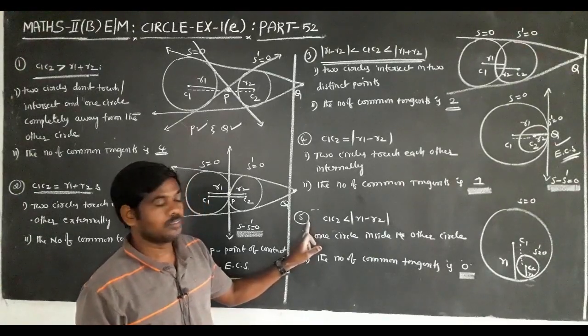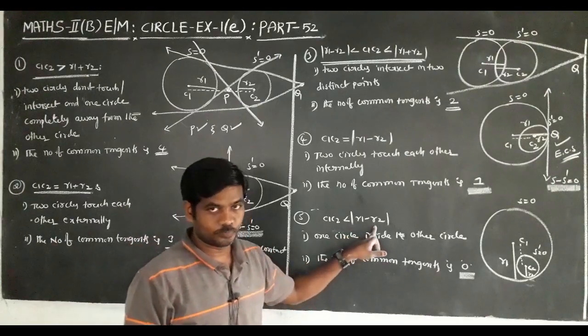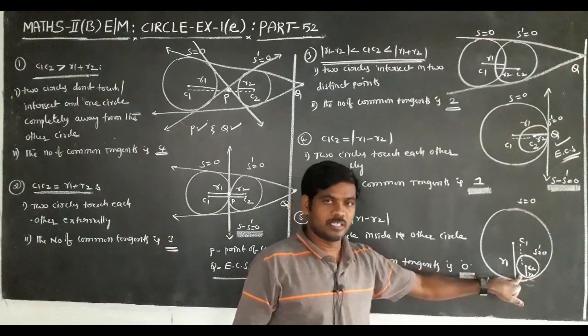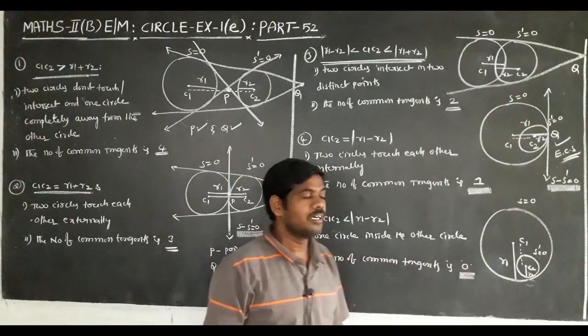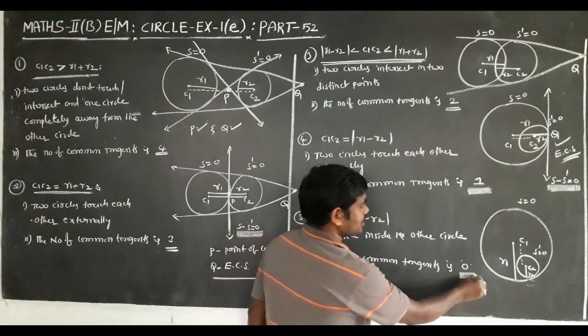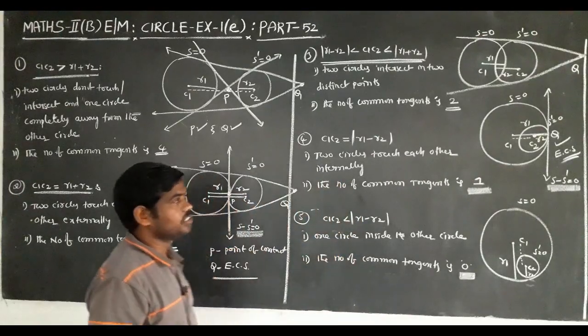Last one, fifth one, if C1C2 is less than mod of R1 minus R2, one circle is completely inside the other circle. Here the number of common tangents is 0.